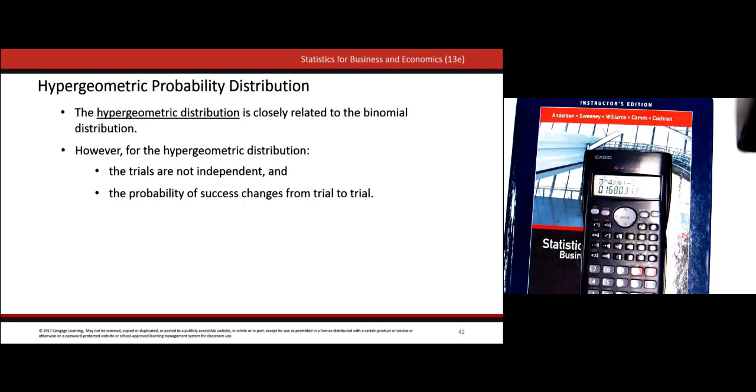Now hypergeometric is another discrete probability distribution. It is closely related to the binomial distribution, but the difference is the trials here are not independent, and the probability of success changes from trial to trial.